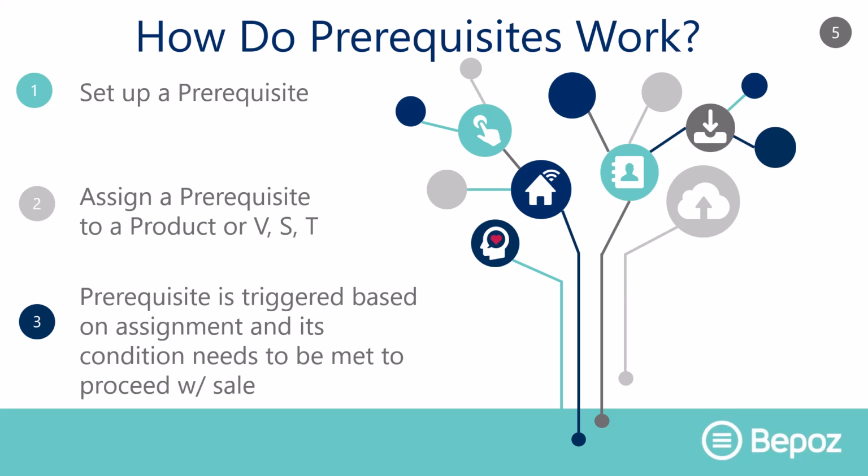Step 2, assign that prerequisite, and we'll get into that soon when we see how they're implemented, because they can be assigned at different levels throughout back office. They can be assigned to specific products or to a venue, store, or a till. Then for step 3, depending on how the prerequisite is applied, when an operator is attempting to sell certain products or to start a transaction overall from SmartPOS, the prerequisite could be triggered, and its condition will need to be met in order to proceed.